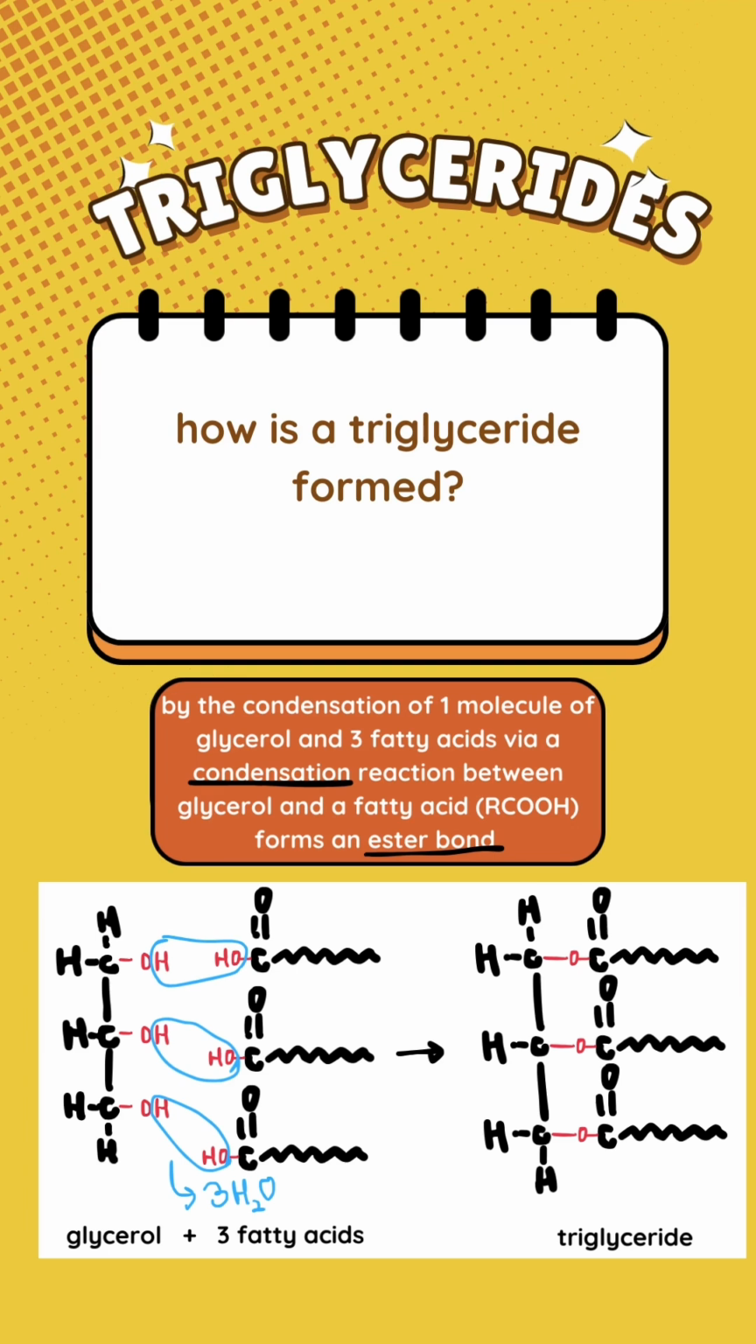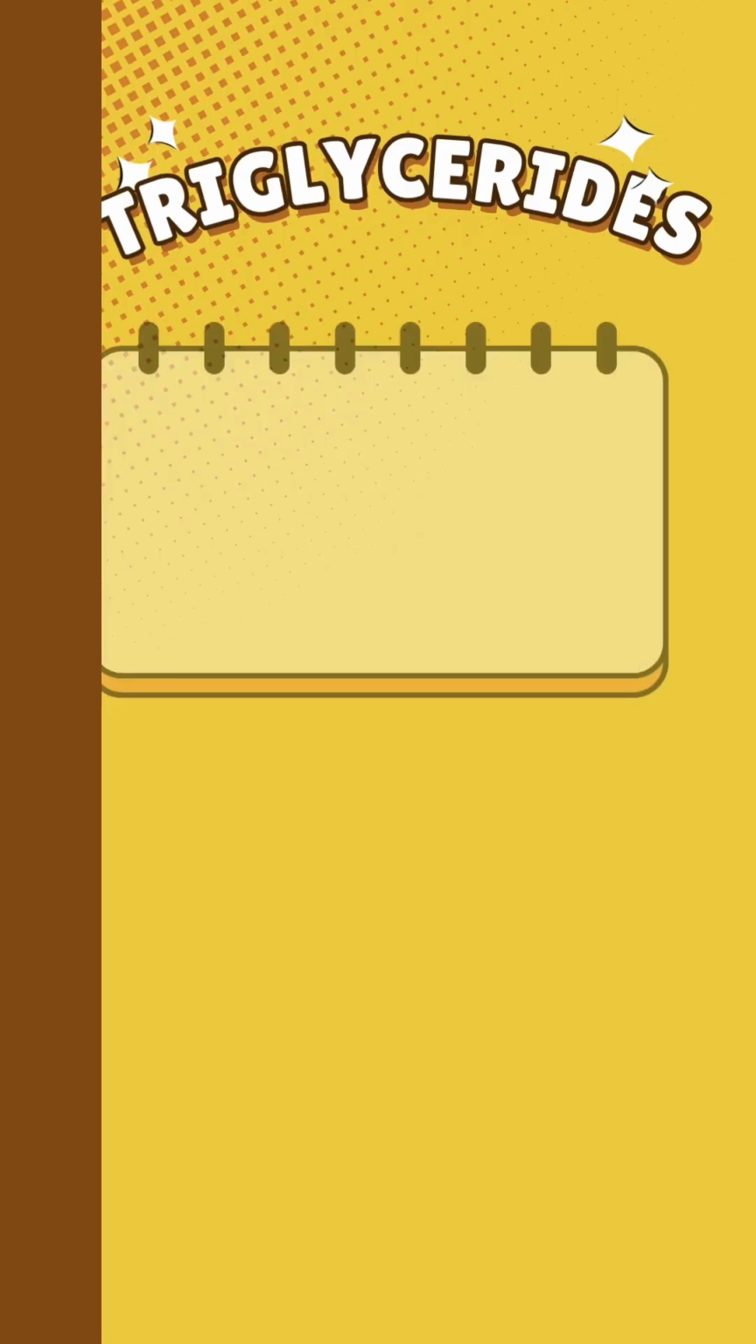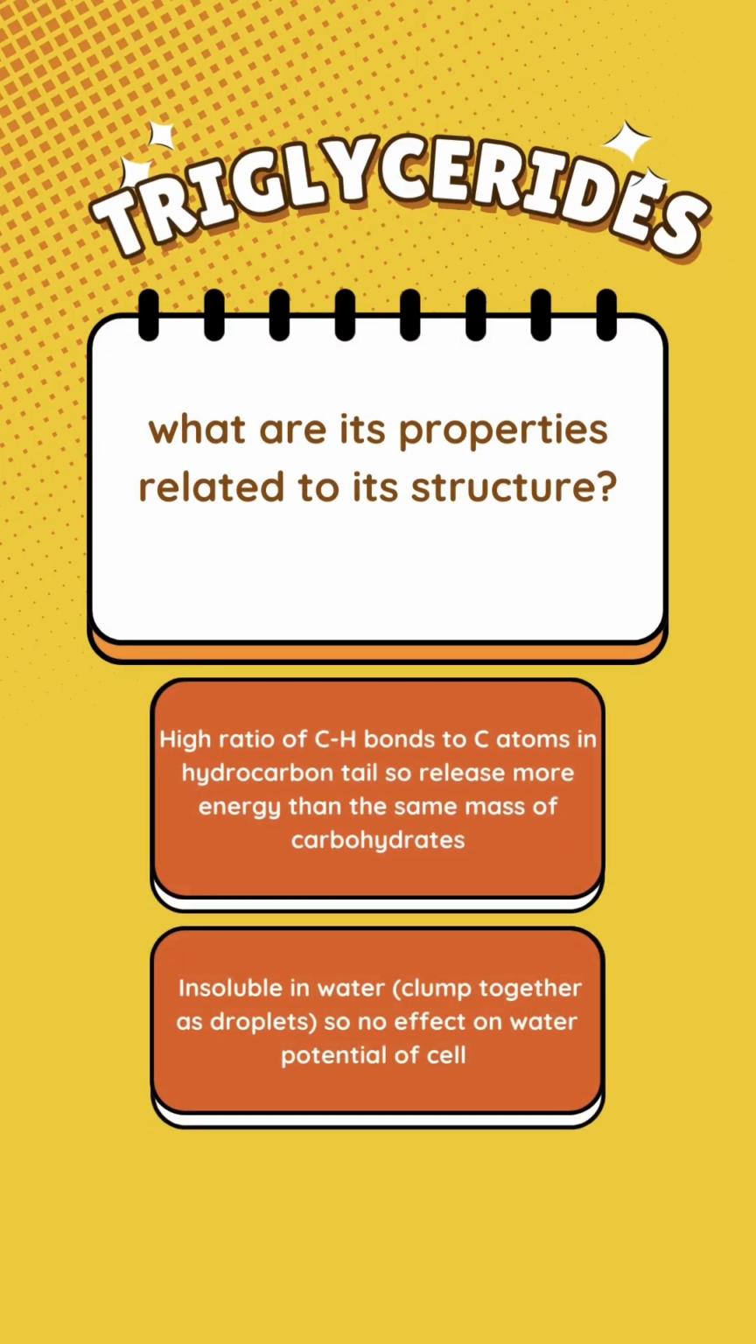Guys, apologies for the poor writing on this slide, but I meant to say a triglyceride is formed by the condensation of one molecule of glycerol and 3 fatty acids, forming an ester bond. In triglycerides, there's a high ratio of carbon-hydrogen bonds compared to carbon atoms, so therefore more energy is released than the same mass of carbohydrates. It is also insoluble in water, therefore there's no effect on the water potential of the cell.